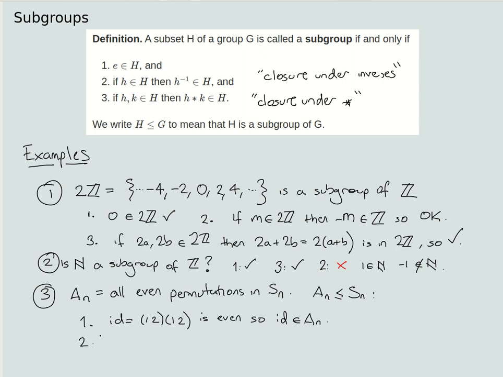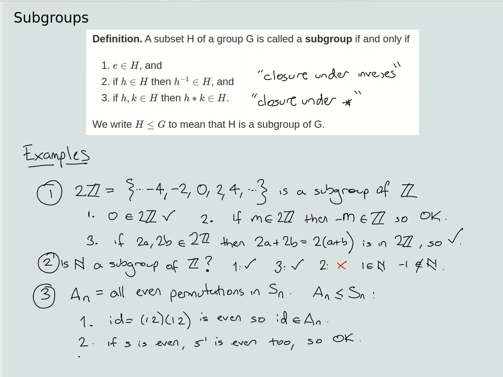Okay, condition 2. We proved during the part of the course on permutations that if you have a permutation S, then S and S inverse have the same parity. Either they're both even or they're both odd. You should go and look up the proof if you can't remember how it worked. So if S is even, S inverse is even too. So condition 2 is okay. If you've got an element of An, then its inverse is also even, so it's also an element of An.